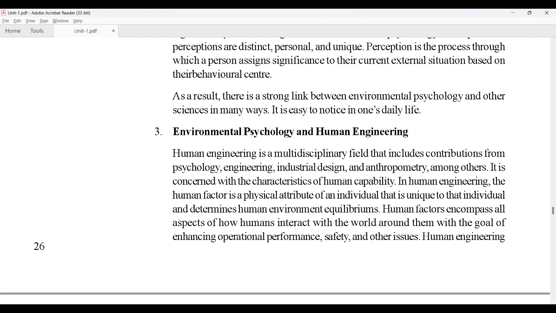3. Environmental psychology and human engineering. Human engineering is a multidisciplinary field that includes contributions from psychology, engineering, industrial design, and anthropometry, among others. It is concerned with the characteristics of human capability. In human engineering, the human factor is a physical attribute of an individual that is unique to that individual and determines human environment equilibriums. Human factors encompass all aspects of how humans interact with the world around them with the goal of enhancing operational performance, safety, and other issues.